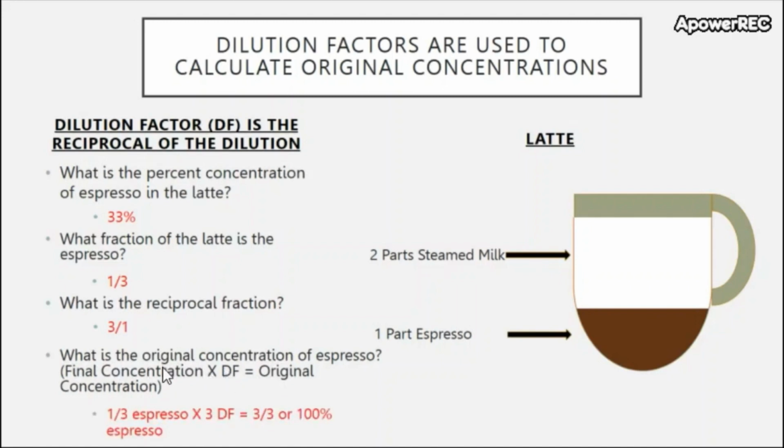So the final concentration was 1/3 espresso, and we multiply it by the dilution factor, which is the reciprocal of the fraction, 3/1, and that's going to equal 3/3. 1/3 times 3 is 3/3, or 100% espresso. So that's a very simple example because the espresso didn't come from a diluted espresso already. It was already 100%. And we didn't dilute things by much, nor did we do serial dilutions. Let's take a look at another example.